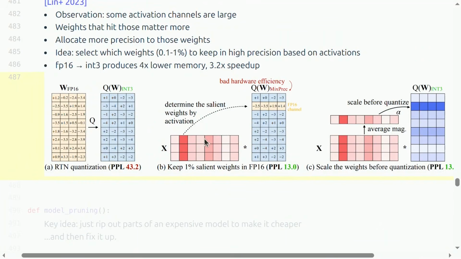Let's look at this picture. Normally, if you take an FP16 weight matrix and quantize it, let's say down to Int3. But what you do is figure out which of these, maybe activation channels, are large. If they're large in general, then you allocate, let's say, FP16 for that channel. You keep everything else as Int3, and for a few important channels, you use higher precision.